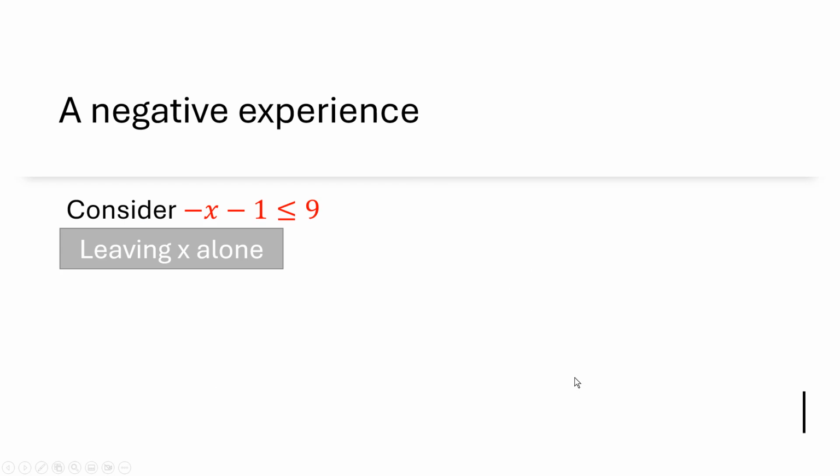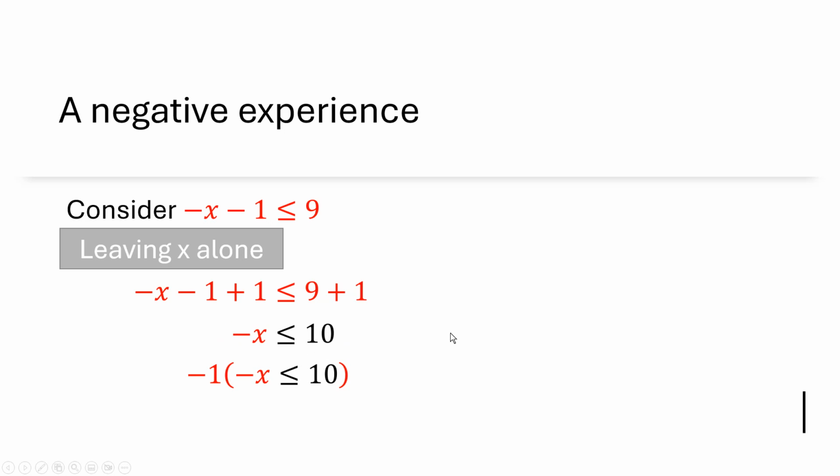All right. So now a negative experience. This is where we are going to have to flip the sign. We're going to see this one twice, leaving the x alone and moving the x, and we're going to get the same exact answer, as long as we remember to flip the sign when we divide by a negative. So first we're going to leave the x alone and just kick over the 1, and then divide by negative 1, or multiply by negative 1. So we're going to add the 1 to both sides, giving us negative x is less than or equal to 10. But now we need to multiply by negative 1 to clear out that negative symbol on the x.